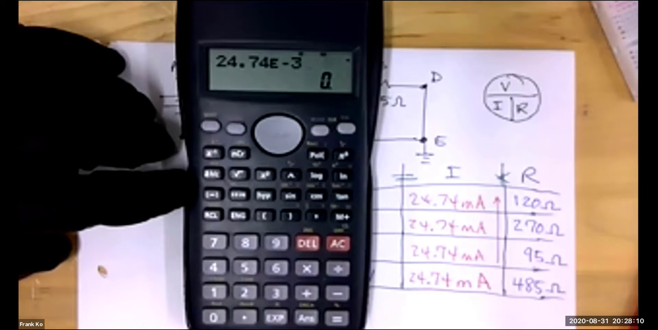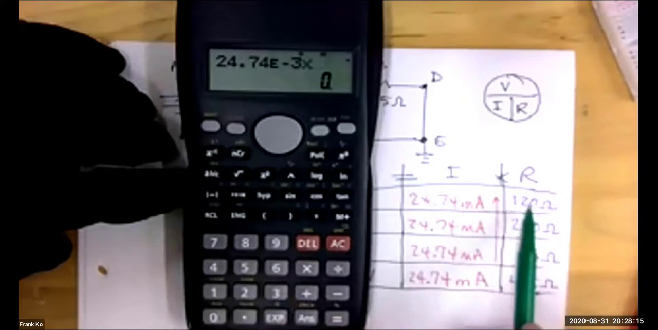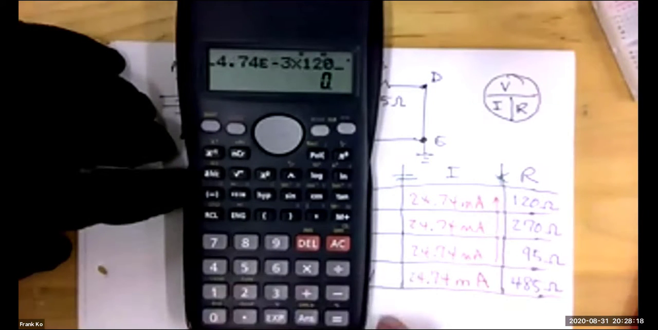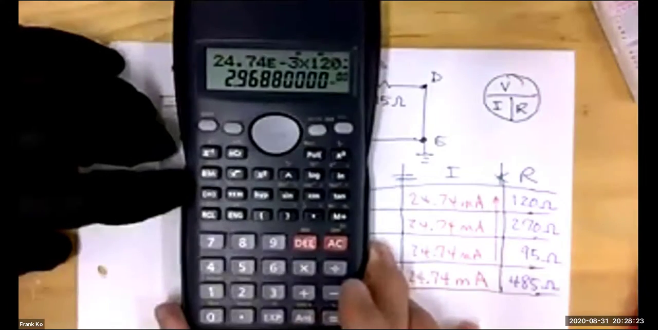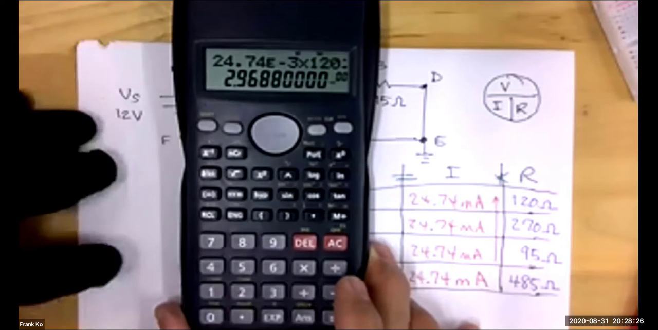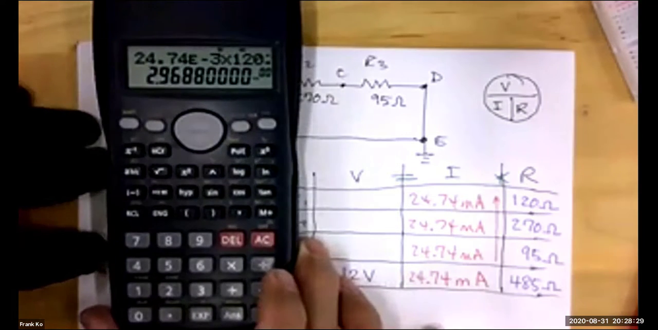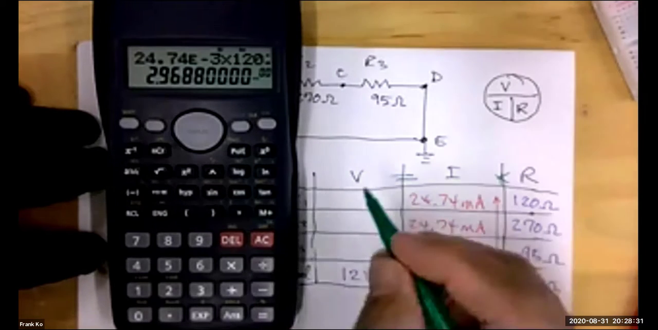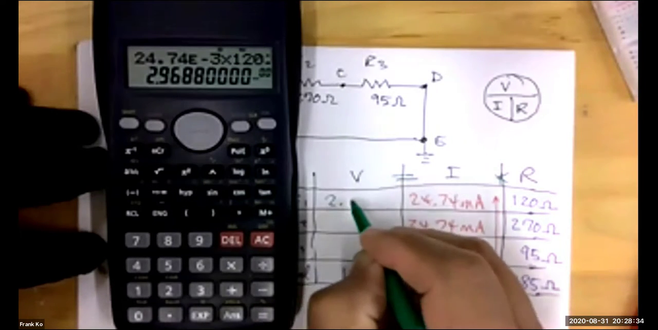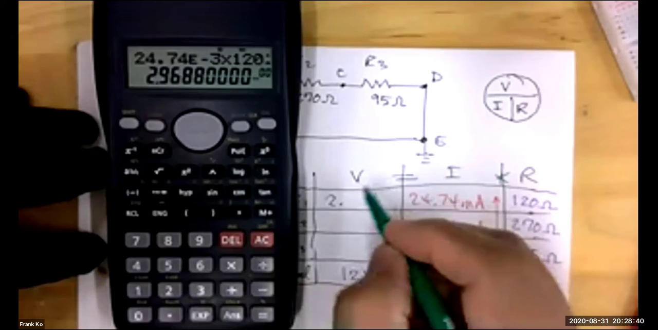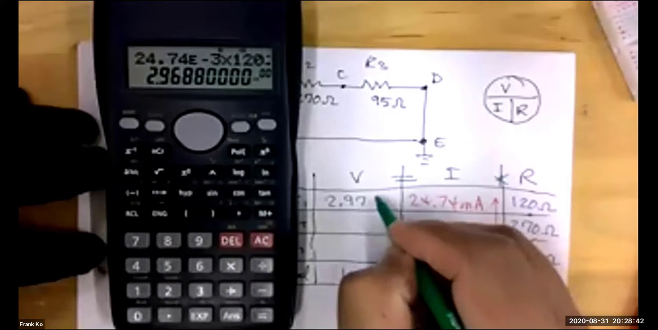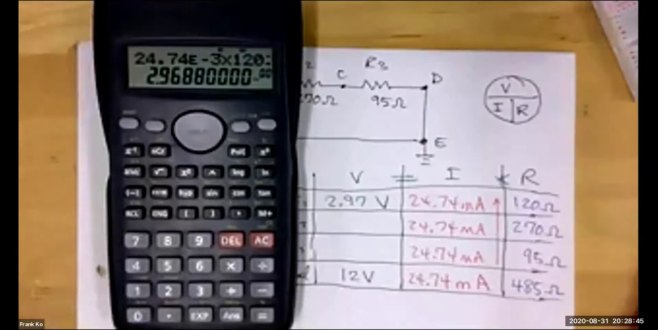24.74 exponent -3. And you're going to multiply this by what? By 120. So times 120, and then hit equals. No, we don't have to hit engineering in this case. So what value would we write down, Robert? 2.97. Milli. Is there milli? What power of 10 do you see there? Oh, no. So it's just 2.97 volts. Everybody show this to me on your calculators right now. I'm going to put the thing on pause.